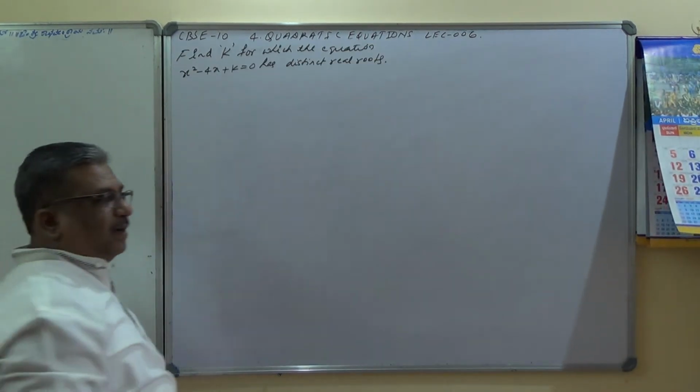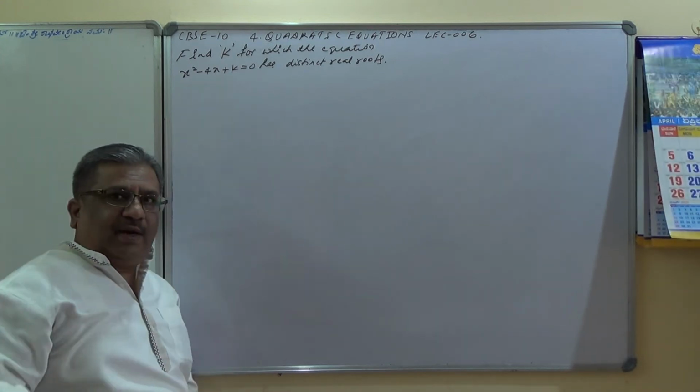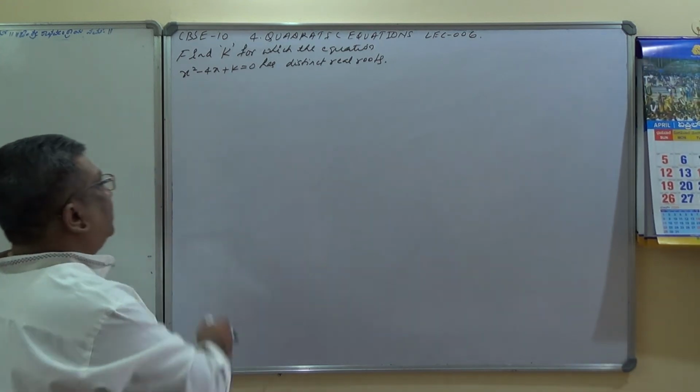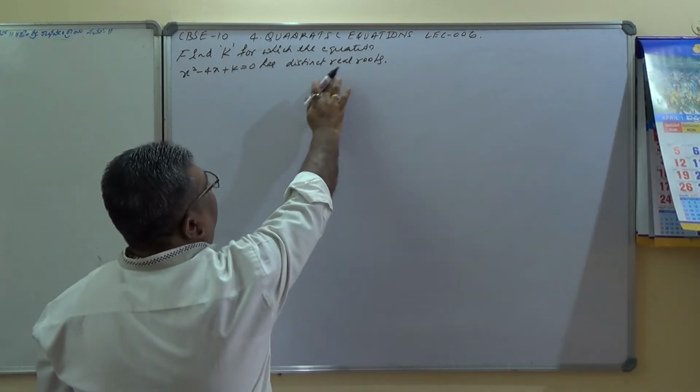Let us take one more example. Put serial numbers. Go on putting the serial numbers. I have lost that serial number. You go on putting sequentially the serial numbers. Find K for which the equation has distinct real roots.